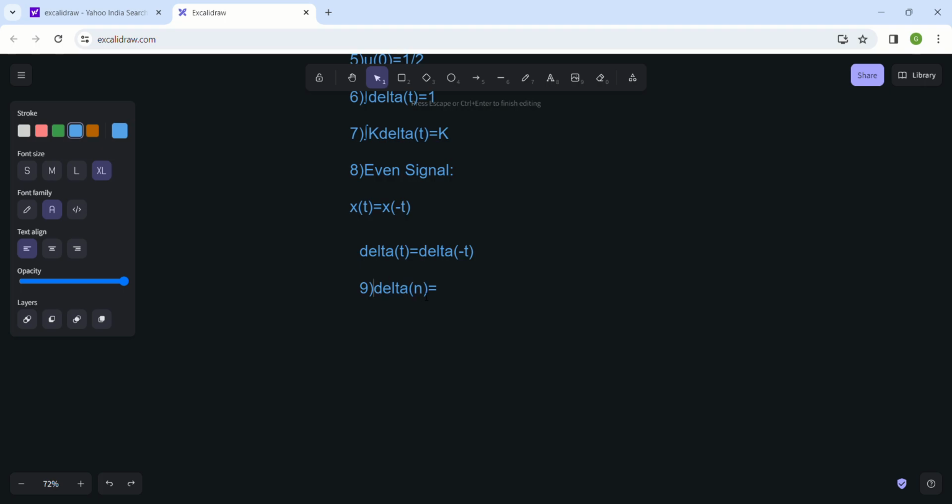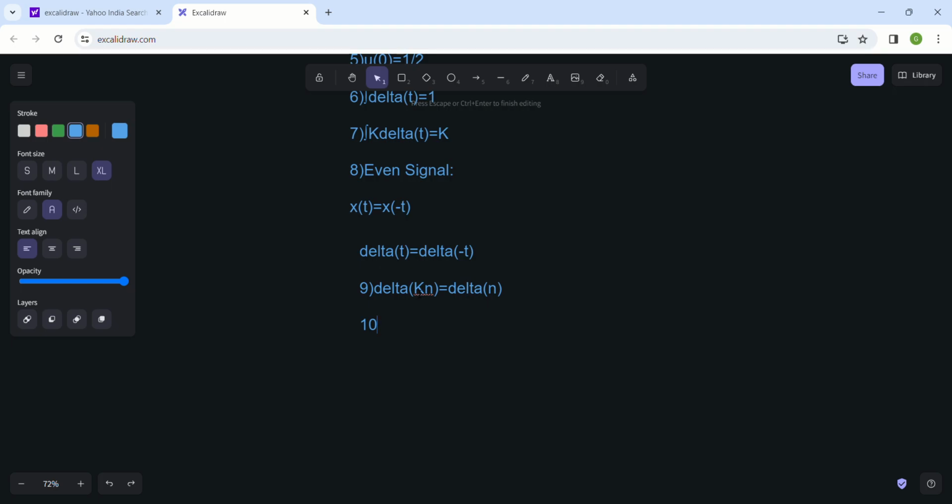Now I am time scaling the signal in discrete form. That means it is the same as delta of n only. If delta of 2n, it is known as delta of n only, not 2 into delta of n. Please remember this. If I multiply delta with 3n, the signal is still delta of n only.